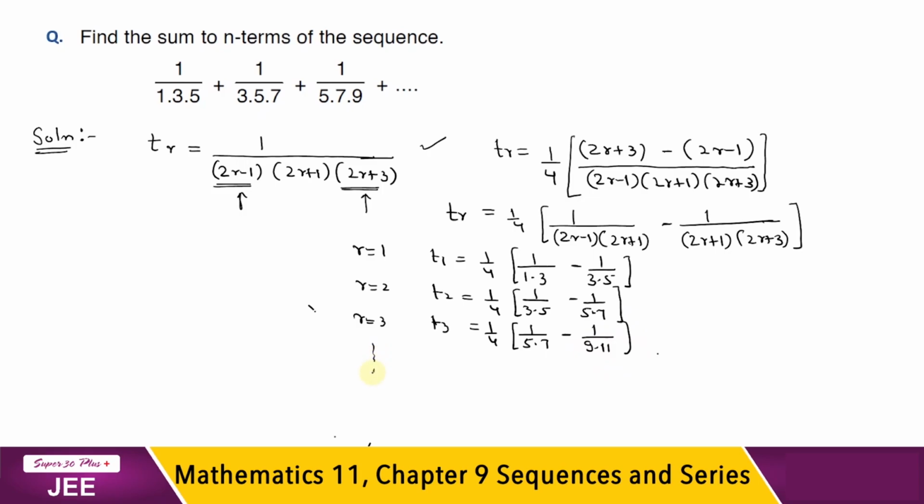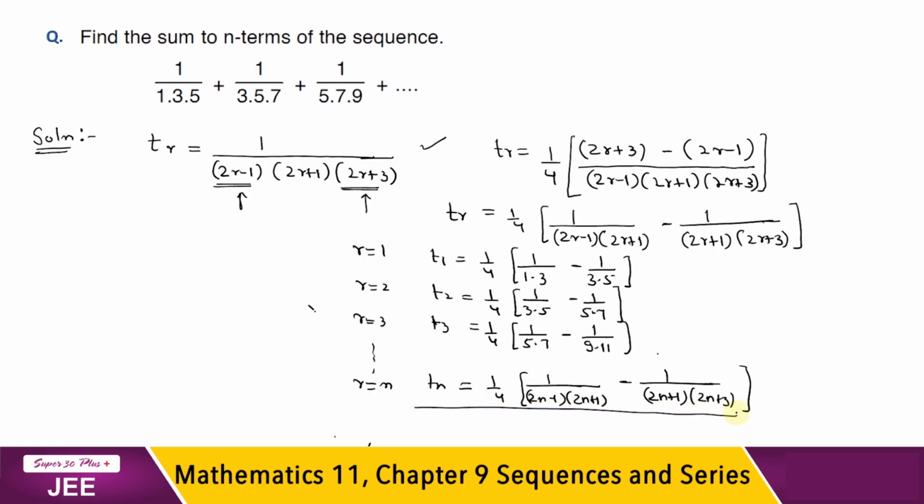Alright, and this continues till r is equal to n, so that we get the nth term as 1 by 4 times (1 upon (2n minus 1)(2n plus 1) minus 1 upon (2n plus 1)(2n plus 3)). Now in order to get the sum of the series, we have to add each and every term of the series. So if we add them up, this gives us sigma Tr, r equals 1 to n, which is equal to Sn.